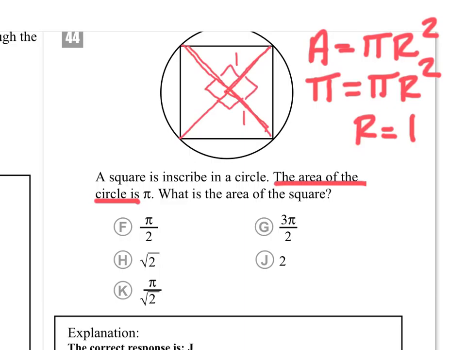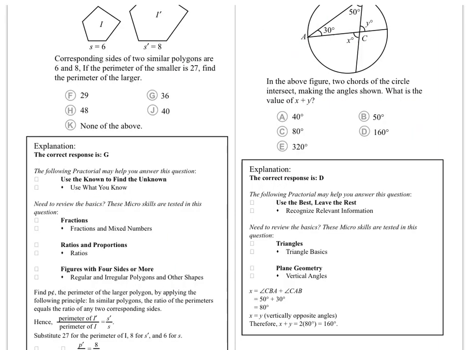Like that. So if you know this and you know this, what would you do to find this side? Since it's straight across from the right angle, it's the hypotenuse. Pythagorean theorem, yeah. So 1 squared plus 1 squared is just 2. And then to find out what that missing side is, you just find the square root of 2. That's it.